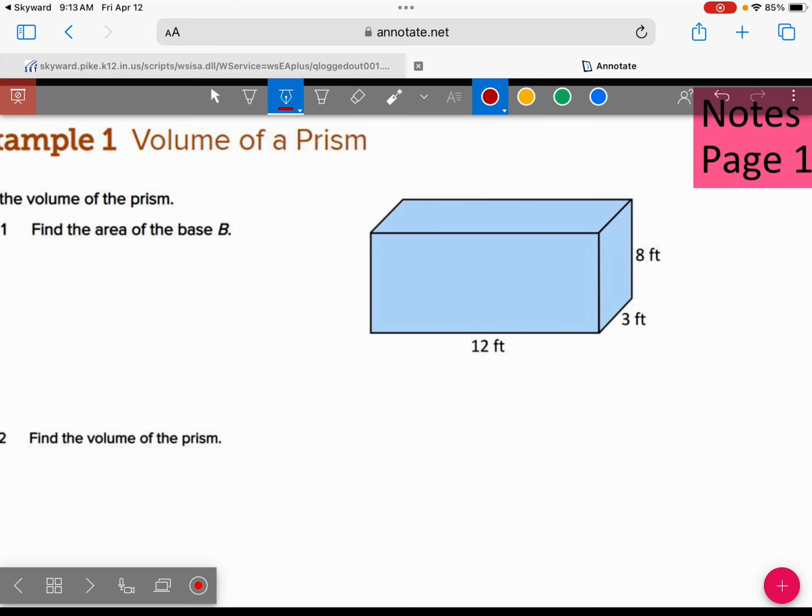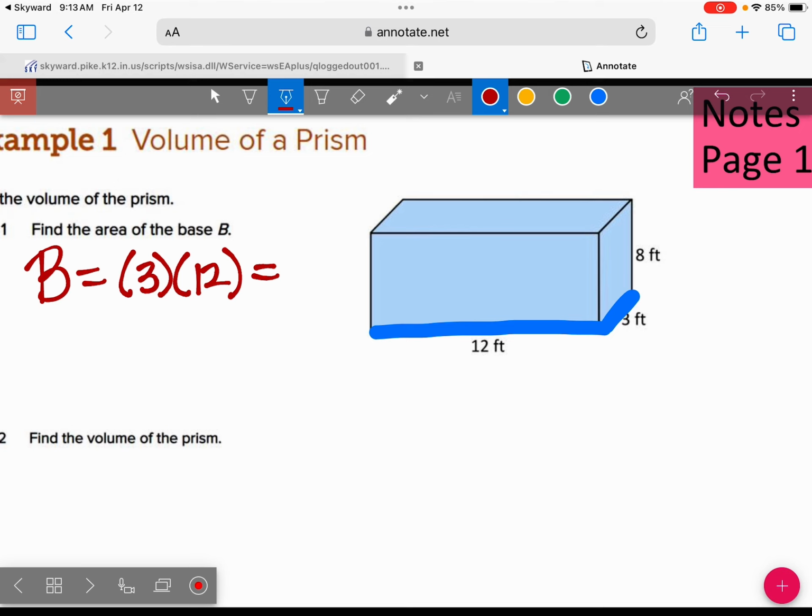So let's go ahead and look at this. So the base of this box, if we're looking at the bottom, see the bottom has this side and this side. So to find the area of the base, which we use a capital B for, area is always multiplication. So it would be 3 times 12. So go ahead and use your calculator, multiply 3 times 12, see what you get.